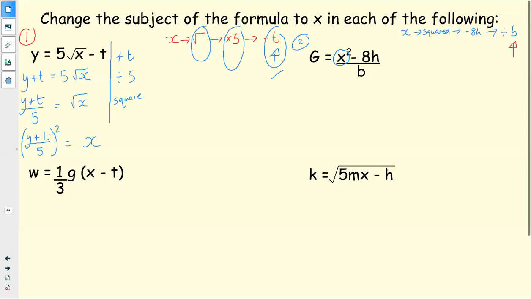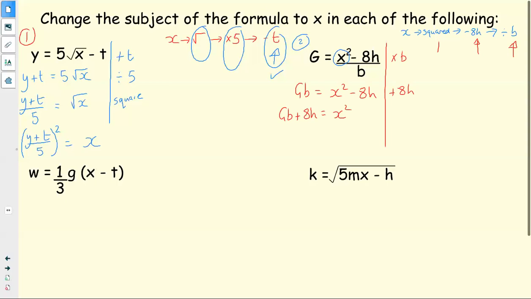I want you to get rid of that divide by b. So how do you undo divide by b? We just multiply by b. The left hand side becomes gb equals x squared subtract 8h. Next thing I want to do is undo subtract 8h, so I'm going to add 8h to both sides. It becomes gb add 8h equals x squared.